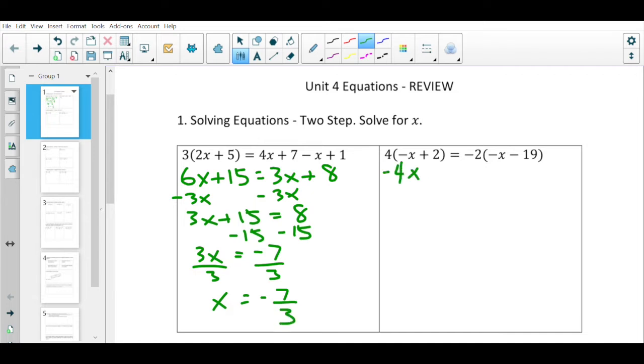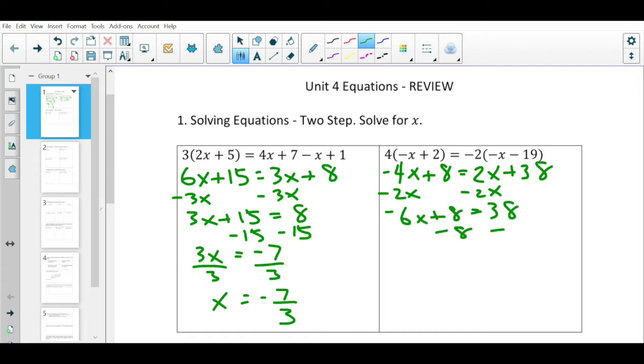Distributing: minus 4x plus 8 equals 2x plus 38. We're isolating x, so that's negative 6x plus 8 equals 38. Minus 8, that's 6x equals 30. X equals negative 5.